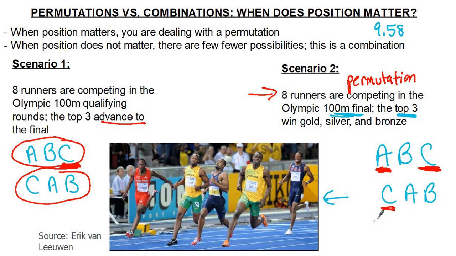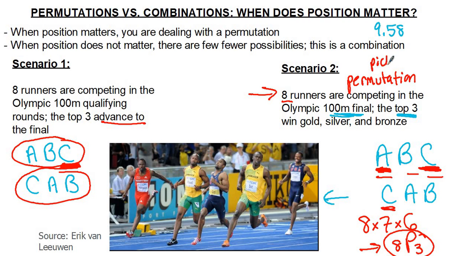The way you would set that up is, if there are 8 runners, there are 8 people who could finish in first, times 7 who could finish in second, times 6 who could finish in third. Another way of saying that is 8 permutation 3, 8P3, because there are 3 people there. I usually think of it as 8 pick 3. The P can stand for either permutation or pick. The way I remember the difference is position: the word position starts with the letter P, just like permutation. So when position matters, you're using a permutation.